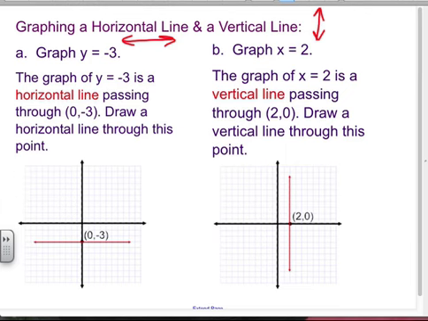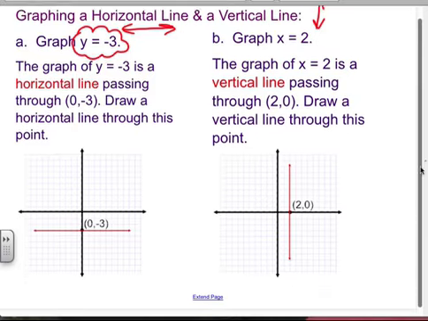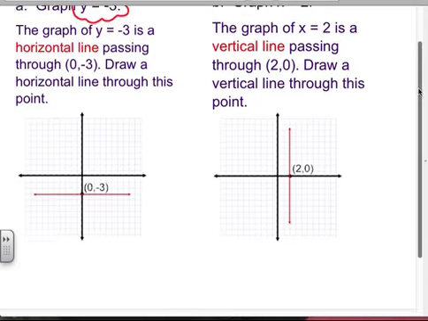Okay, let's look at example A here. It says graph y equals negative 3. Guess what? This is not the first time you've seen something like this. We had to draw these lines that looked like this back when we were reflecting images, back in our previous unit. Do you remember reflecting an image or a triangle across the line where y is negative 3? I bet some of you remember. Maybe not everybody, but I bet some of you do. So let's talk about that line.